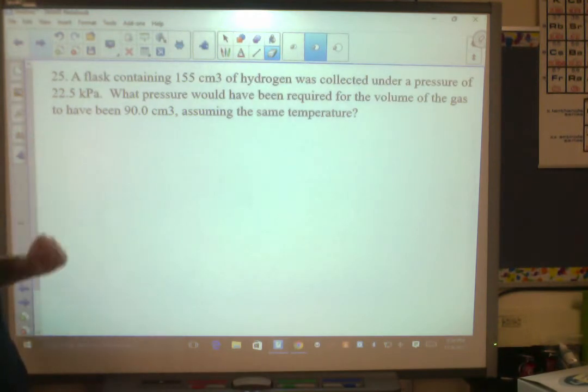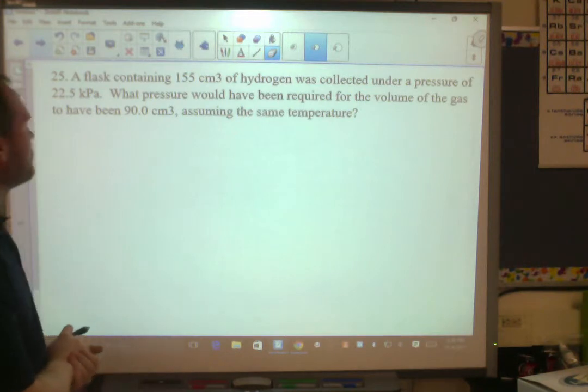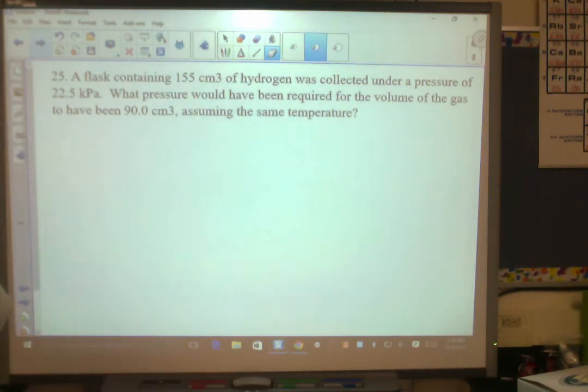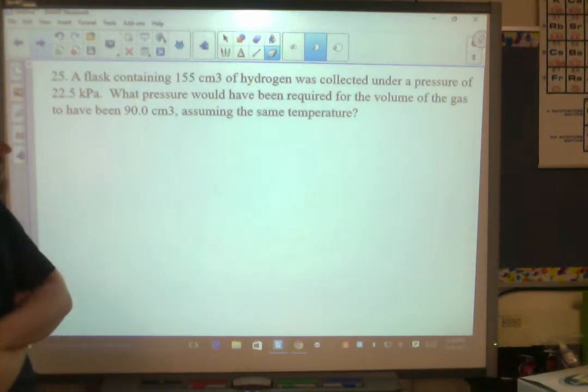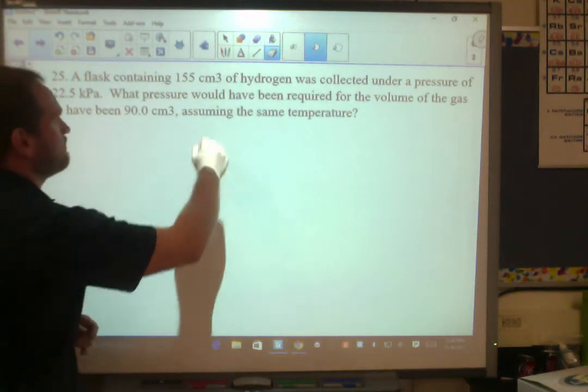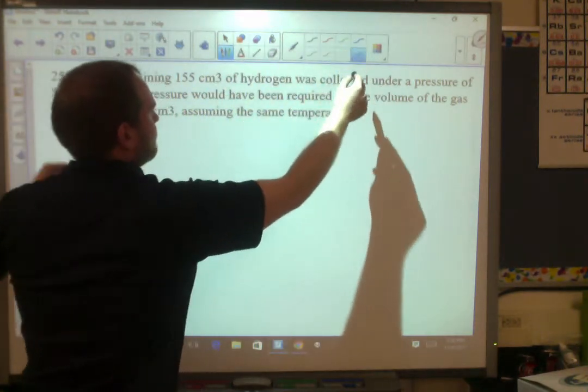Okay? Alright, let's go through some sample problems. So, first one, a flask containing 155 centimeters cubed of hydrogen was collected under a pressure of 22.5 kilopascals. What pressure would have been required for the volume of the gas to have been 90.0 centimeters cubed, assuming the same temperature? Okay, let's write down what we're given.